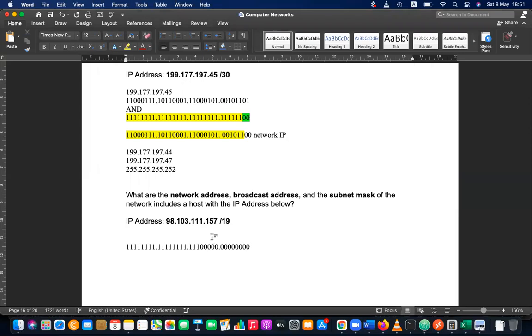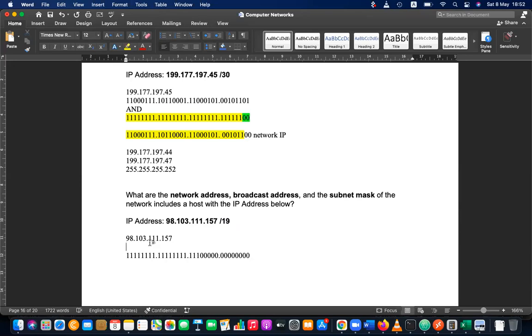Then you have this IP address, 98.103.111.157. You have the IP address, right? Now you have the IP address as well as the subnet mask, which is 19, and I just wrote that using binary. So next you have to write the IP address in binary. Can you tell me the IP address in binary, whoever has converted this already? Please tell me.